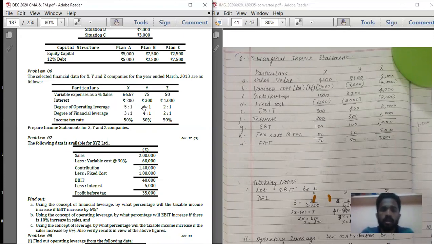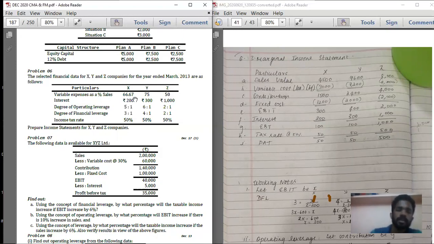First we'll read the question. Problem number 6. The selected financial data for XYZ companies for the year ended March 2013 are as follows. There are 3 companies, X, Y and Z, and they have provided their financial data. In the table, below particulars, they have given variable expenses as a percentage of sales. They have given a variable cost ratio.